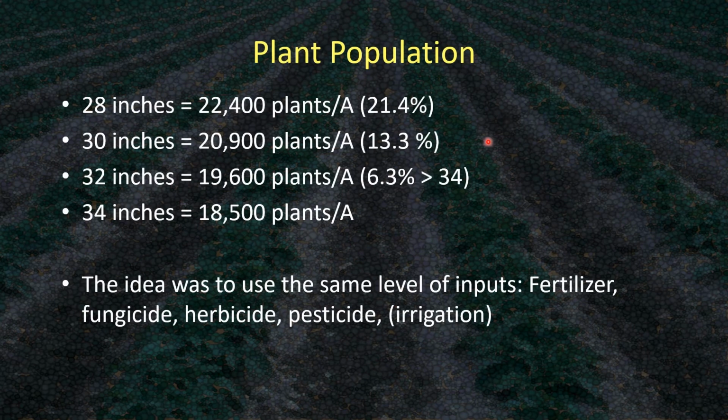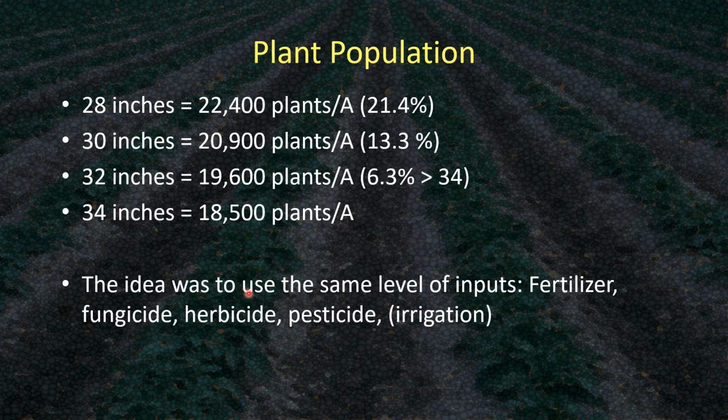So when you look at plant population, 28 inches came out to be, and this is at 10-inch in-row spacing, 22,400 plants per acre. Compared to our standard 34-inch rows within the Columbia Basin, that's 21% higher plant population. 30 inches is 13.3% higher, and your 32 inches is 6.3% higher than 34 inches. And your 34 inches produces around 18,500 plants per acre that are the result of planting that many seed tubers.